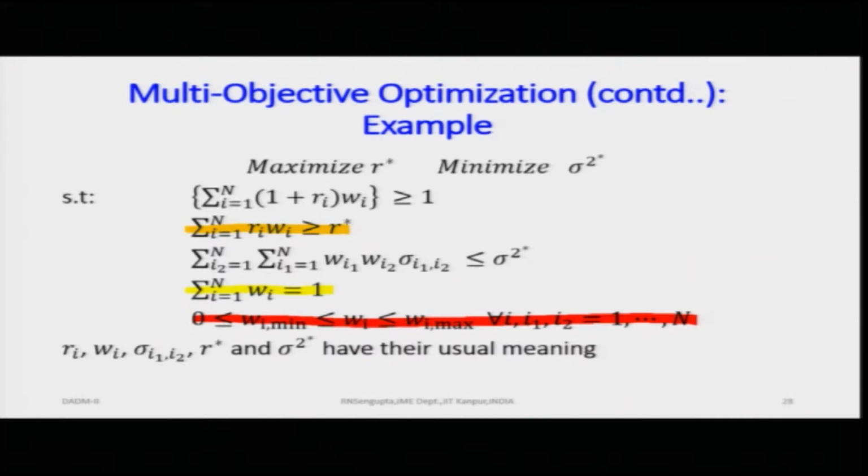Now, why is it greater than R star? Because consider I have told to myself before I invest that I want the return of the portfolio where I am going to invest to be greater than or equal to, say for example, 12%.